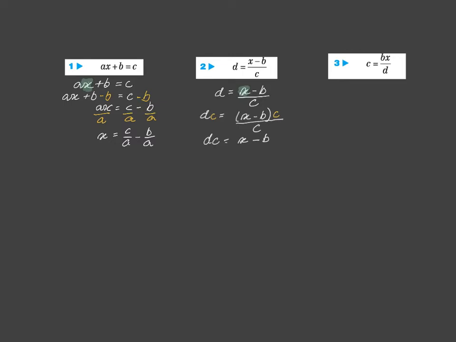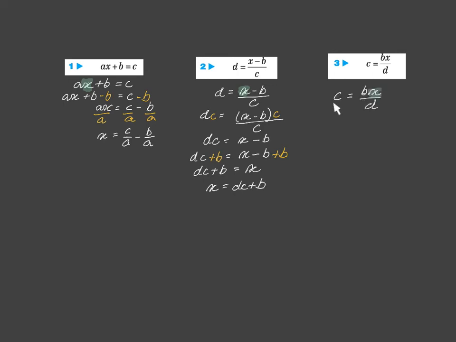Now I'm going to add b on both sides so that I can get x by itself. On the left, I'll have dc plus b, and on the right, I'll have x minus b plus b, which gives me 0. And so on the left, I have dc plus b is equal to x. And we know that we have to write x as the subject of the formula, so it's x is equal to dc plus b.